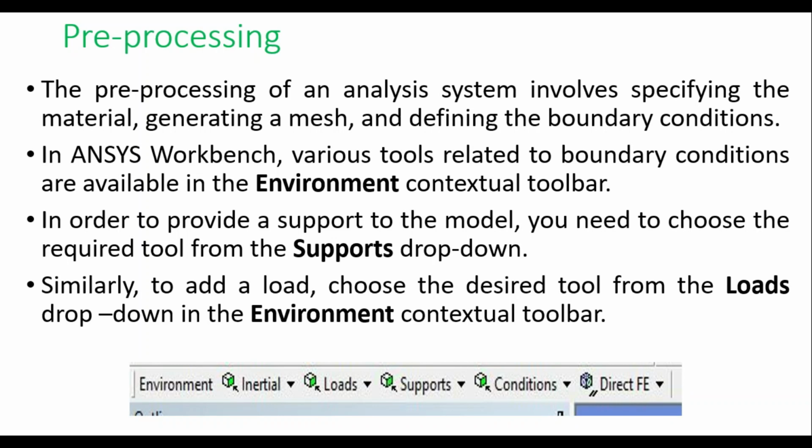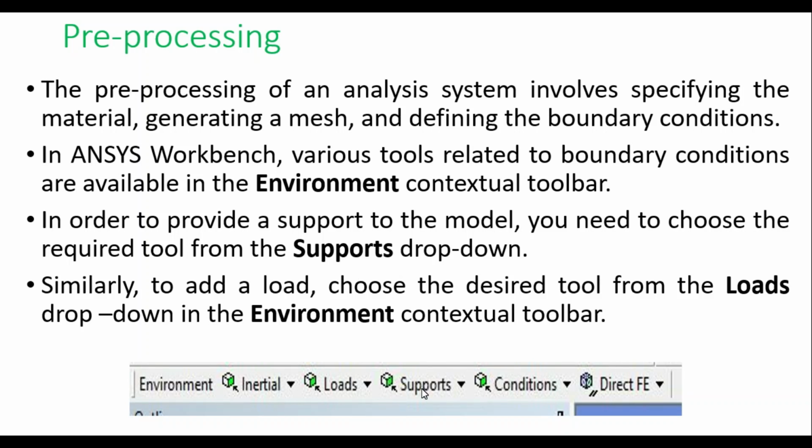In my previous videos, we have discussed how to specify the materials and how to generate a good quality mesh. Here the main focus is on boundary conditions. In ANSYS Workbench, various tools related to the boundary conditions are available in the environment contextual toolbar. When you open Mechanical Workbench, you will find this environment contextual toolbar that is shown in the figure here, and in order to provide support to the model, you need to choose the required tool from the support drop down. So here you will find this support drop down menu.